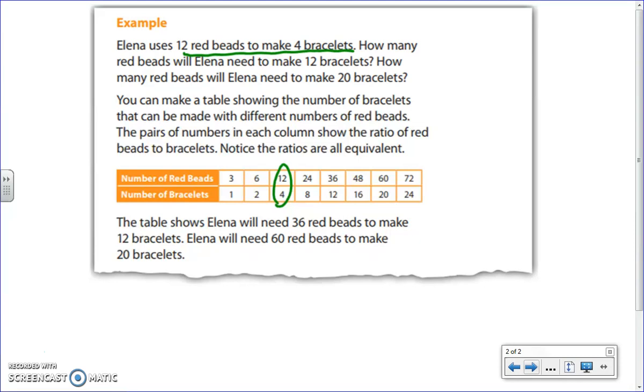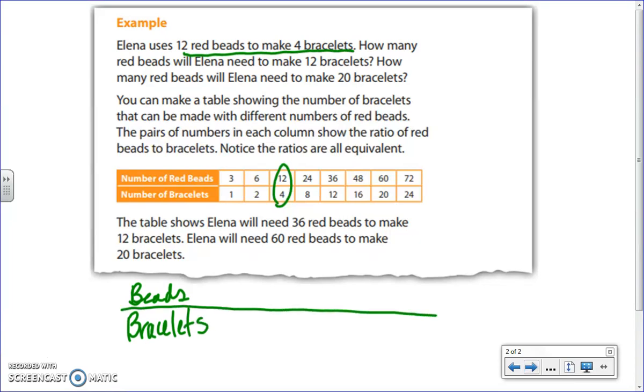Now this table is a little different than tables we've made in the past. In the past we might say beads and bracelets and make a table, and we would start maybe with 12 beads to 4 bracelets. So 1, 2, 3, 4 bracelets and 12 beads go together.